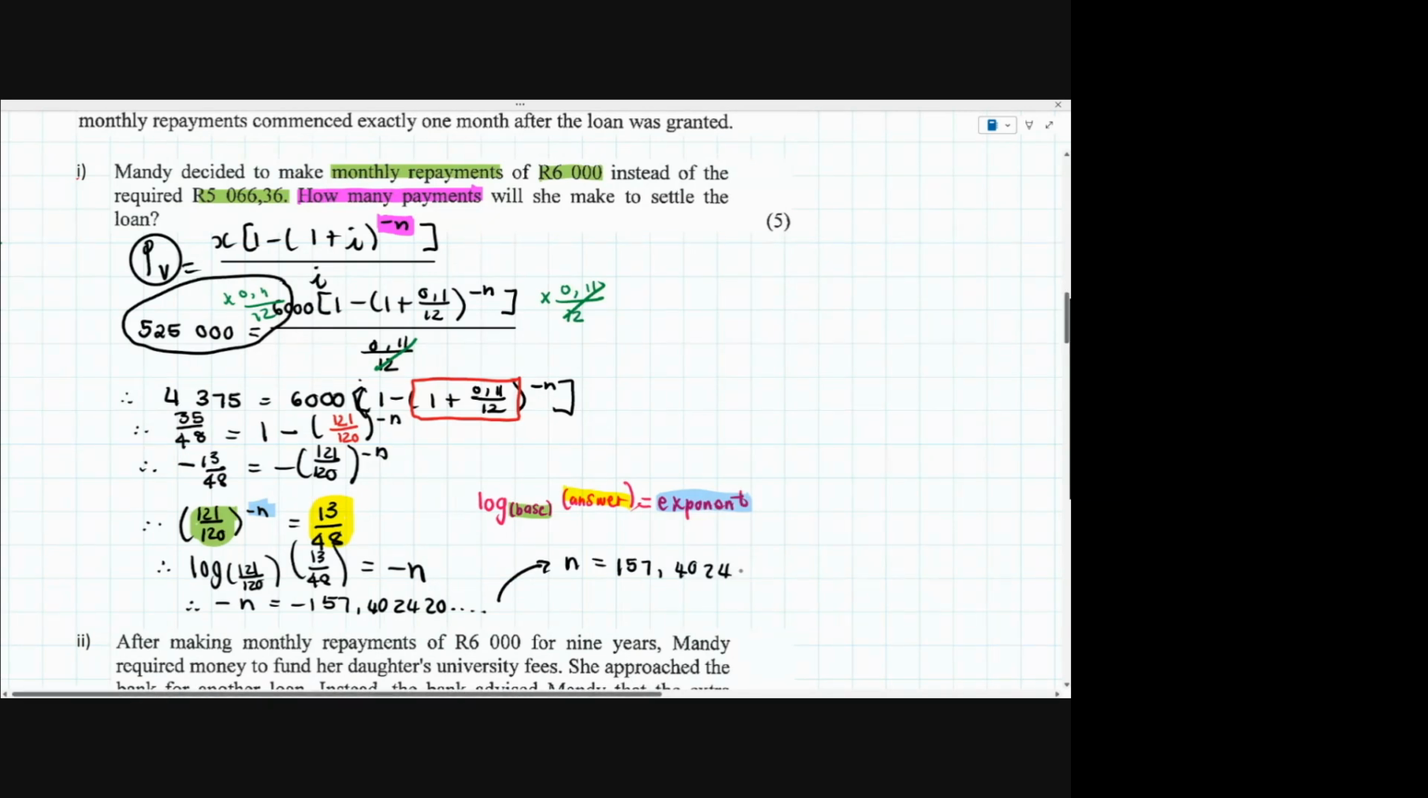All right, so my question to you is, how do we write this final answer? Do we leave it as a decimal? Do we round it off? What do we do, given the fact that the question said how many payments? So what do I now do with this answer?